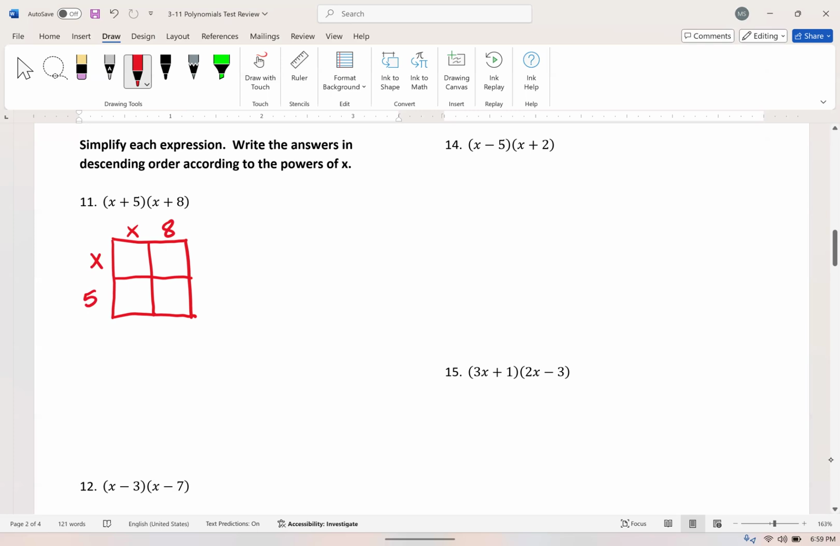All right, so now we're going to just multiply each box. So x times x is x squared. x times 8 is 8x. 5 times x is 5x. And 5 times 8 is 40. Okay, now we're going to combine like terms. So x squared plus 13x plus 40.